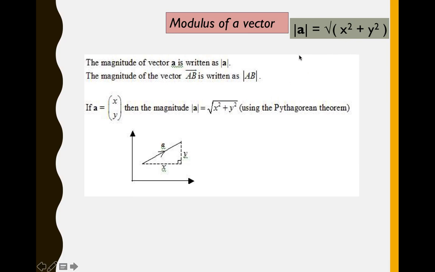Now, how is the modulus of a vector calculated, students? That is very easy, since you already know Pythagoras theorem. If the column vector A has components x and y, this is an example for the modulus of a vector. Then the magnitude or modulus of vector A will be the root of x squared plus y squared, using the Pythagoras theorem.